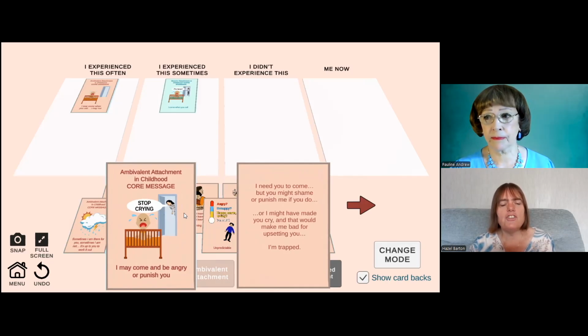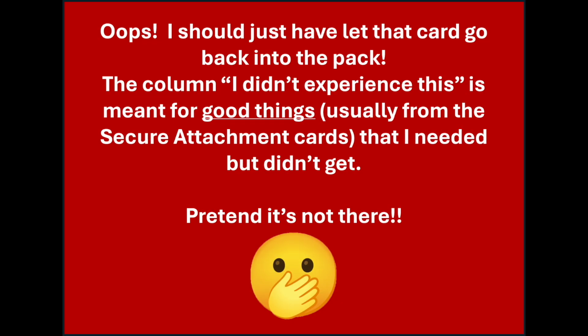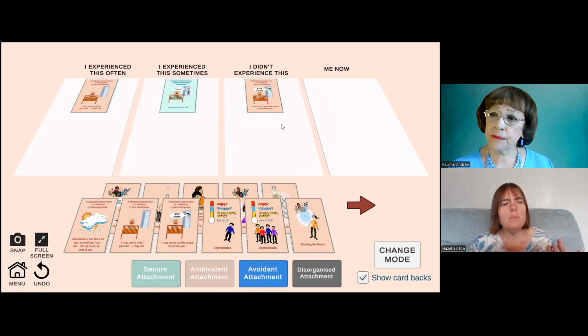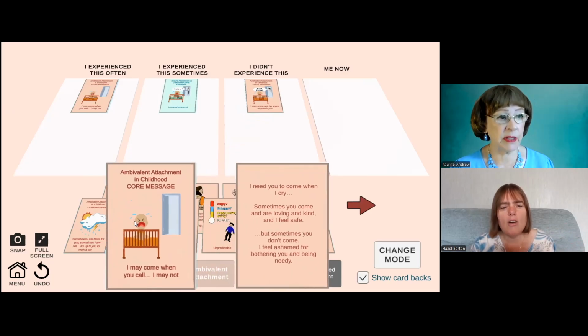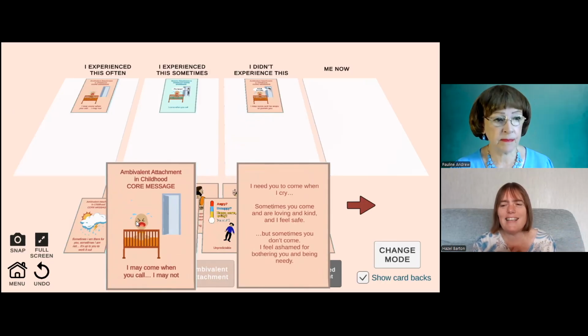I don't get a sense that if she came, she would punish me or be angry. Shall I put it up here? Yeah, I think that's yes. And just to say that the one that was in the first one, the one I experienced this often, there was something there about being ashamed, wasn't there? Can I have that one back just for a moment? It says sometimes you don't come and I feel ashamed for bothering you and being needy. I think I relate to that, that it's an internal kind of, I feel bad about needing you, but it's not about punishment.